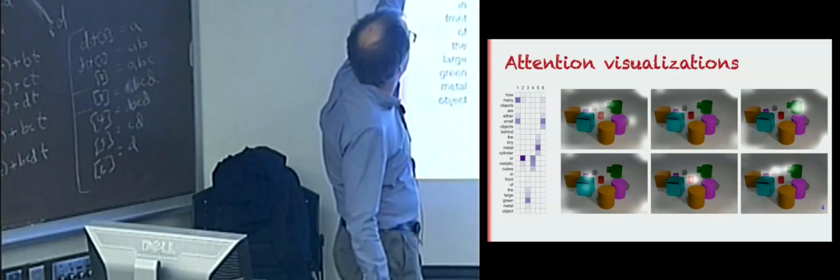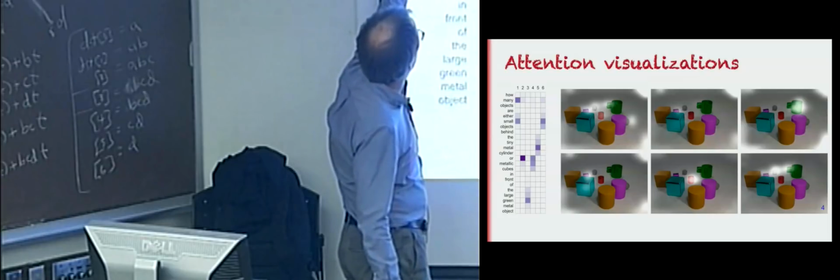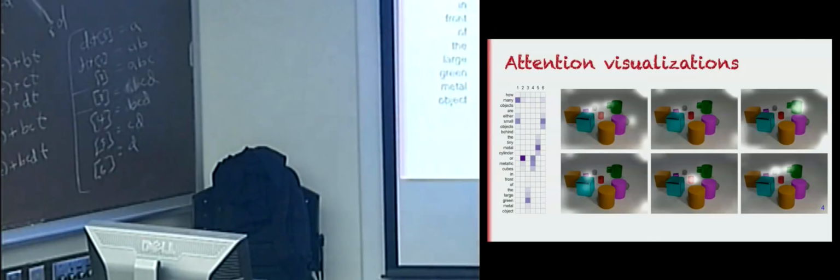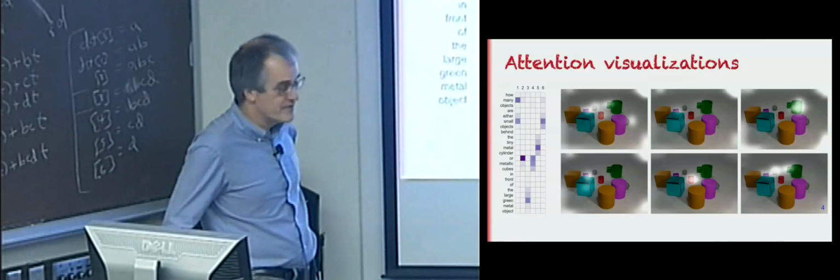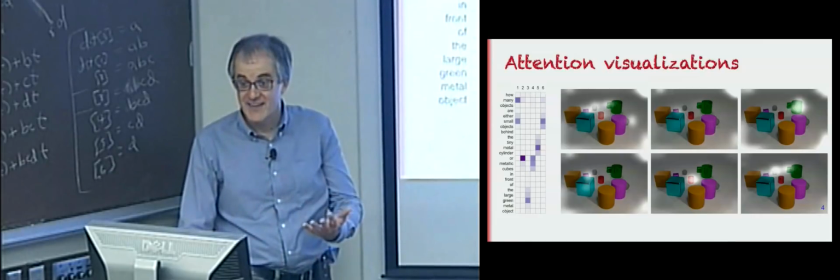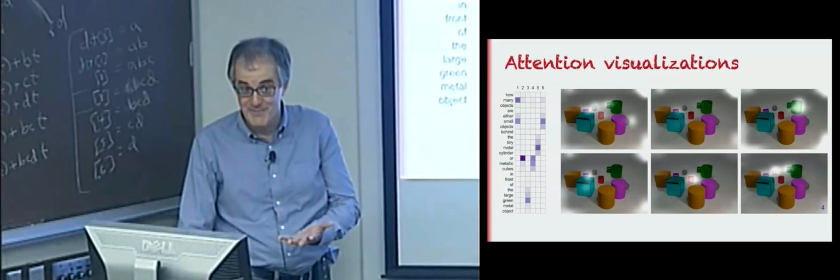And then at the last time step, it's saying "or small objects", and it's focusing in on the small objects. And somehow or other, at the end of doing that, it's managed to correctly determine that the answer is 4.